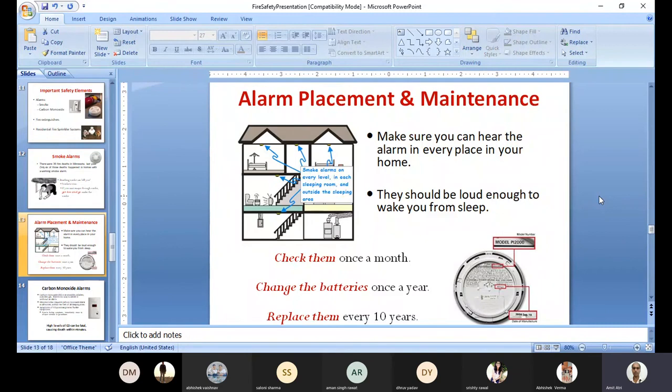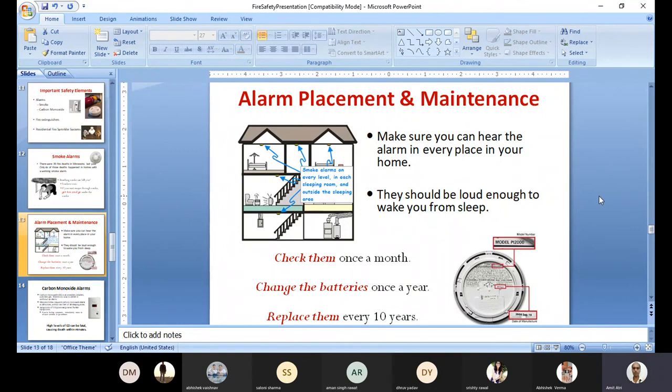Here is some type of rough layout showing where we shall place the fire alarm. It should be placed in almost every room, in the corridor, in the escape route, like the sleeping room, living room, and then the stairs and corridors. We have placed these alarms, and they should be regularly checked, because any technical failure could then be detected. Every month it should be checked. Then batteries should be replaced every year.